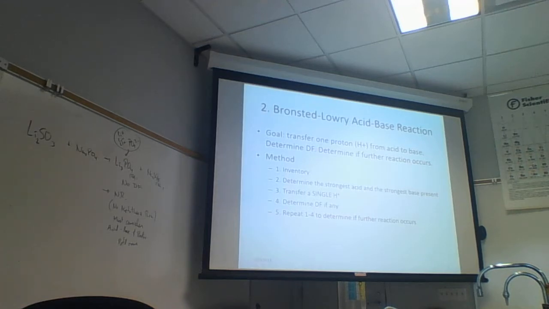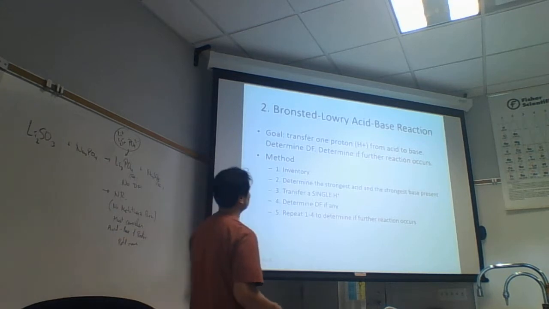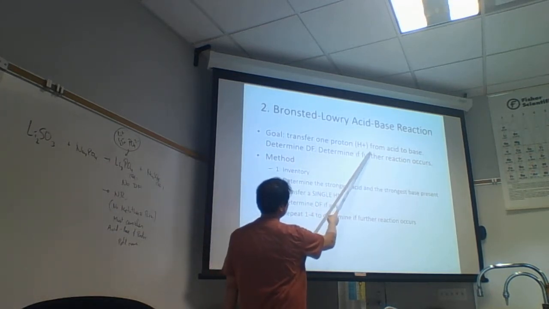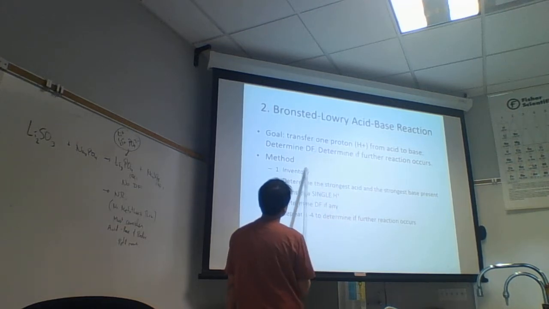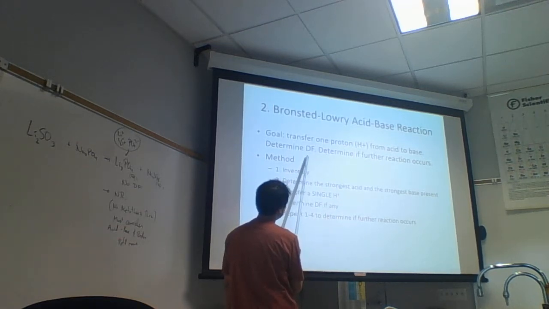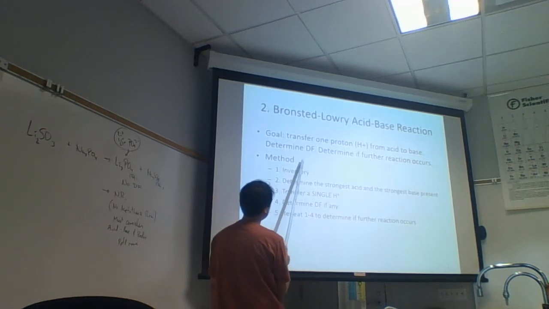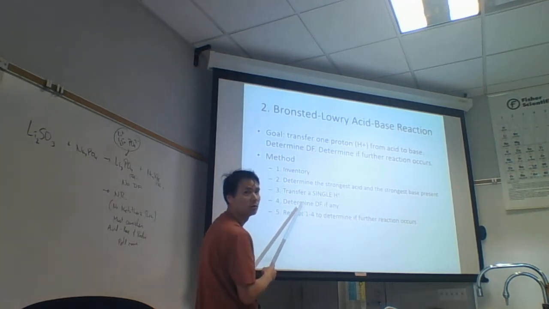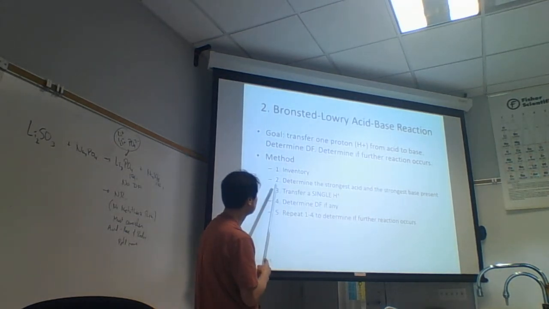And so Bronsted-Lowry acid-base reactions are going to be the easiest to predict. What we do is we transfer an H+ from the acid to the base. That's it. So acids are H+ donors, bases are H+ acceptors. We need to determine the driving force. The driving force is just simply stronger acid to weaker acid, which we've seen before. Likewise, stronger base to weaker base.